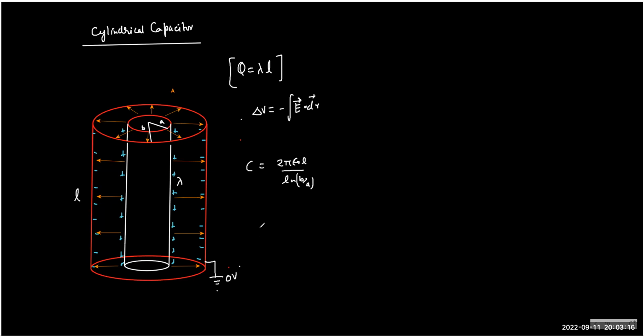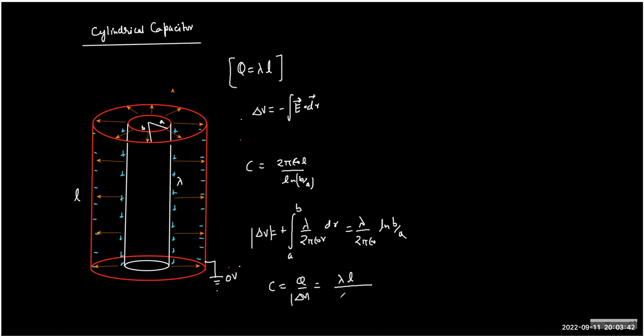So those who have not put the delta V part, you can write it as lambda by 2 pi epsilon naught r. Just make it plus because we just want the value. And r is from a to b. So lambda by 2 pi epsilon naught and the integral of dr we can write as ln. And therefore the C is Q by delta V, and Q we can write as lambda L.